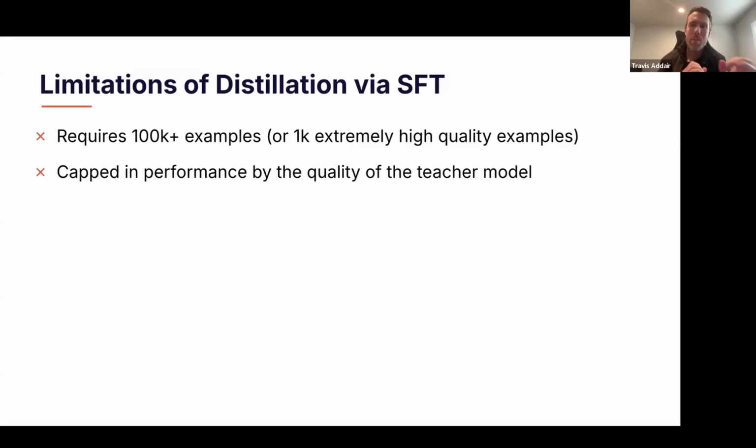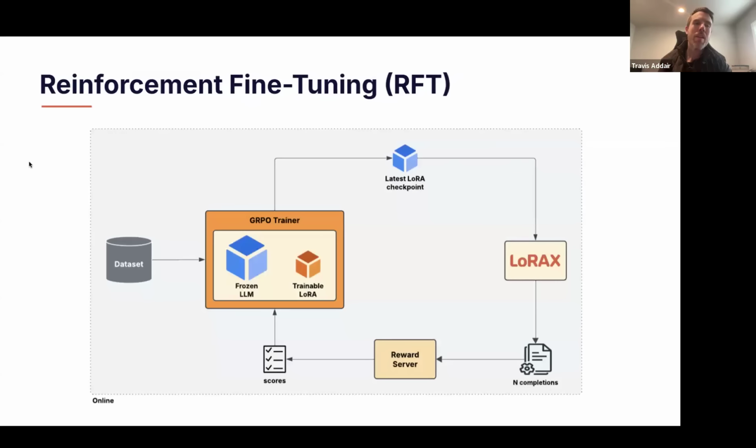At the end of the day, the best you're going to do is get the smaller model to do as well as the teacher model, because you're ultimately training on that reasoning. You're not letting it explore the reasoning space organically. And so that brings us to an alternative, which is reinforcement fine-tuning, also known as reinforcement learning with verifiable rewards.